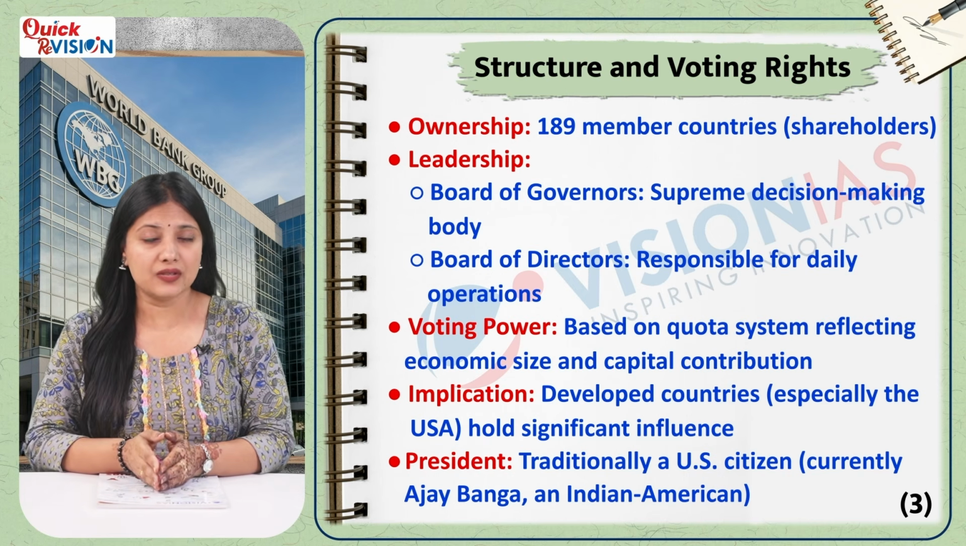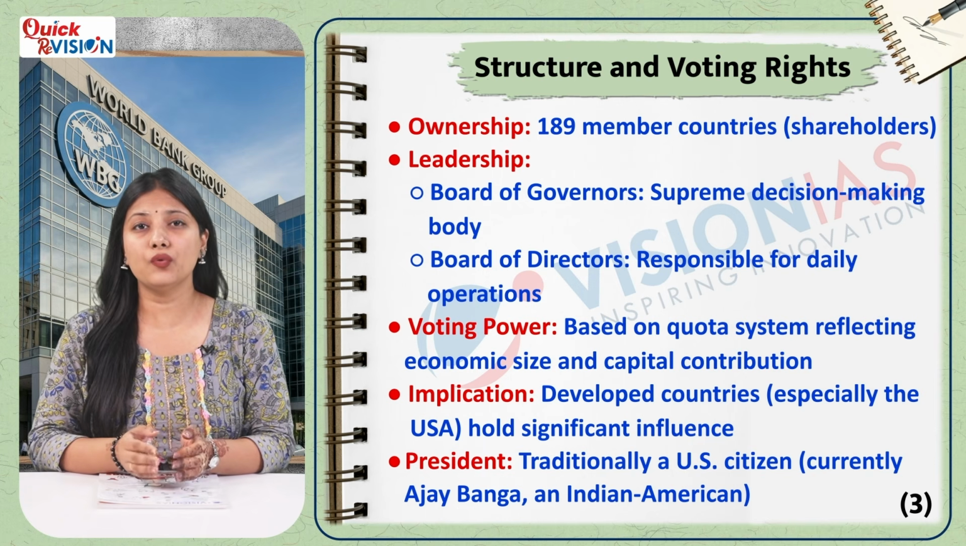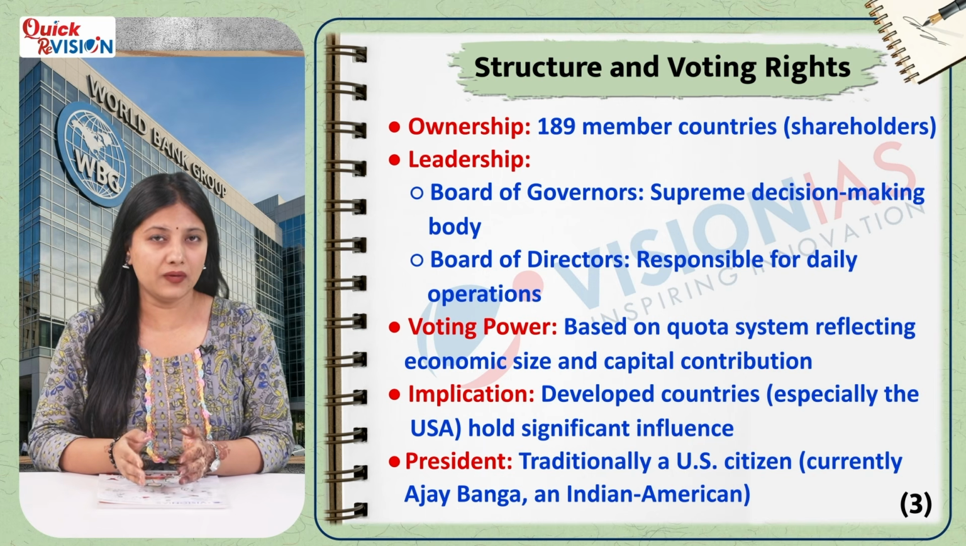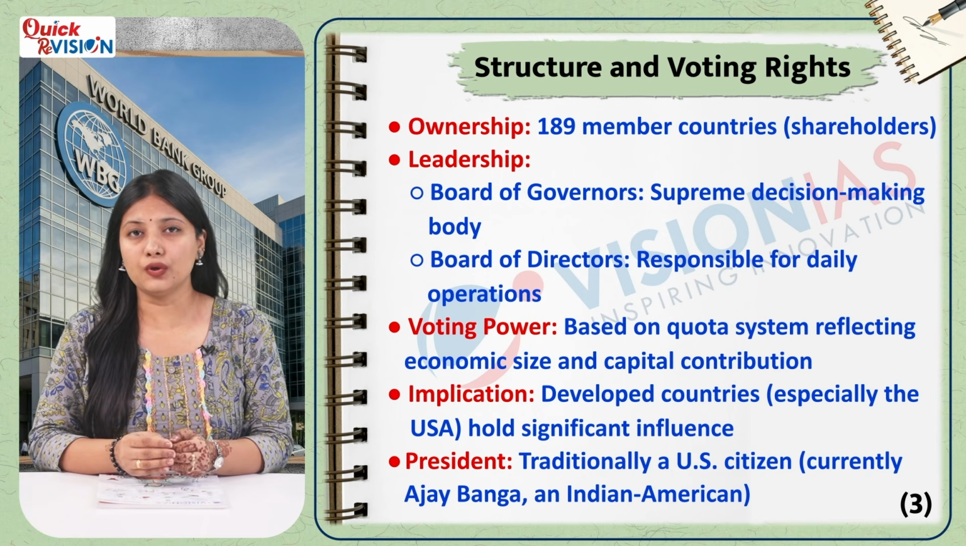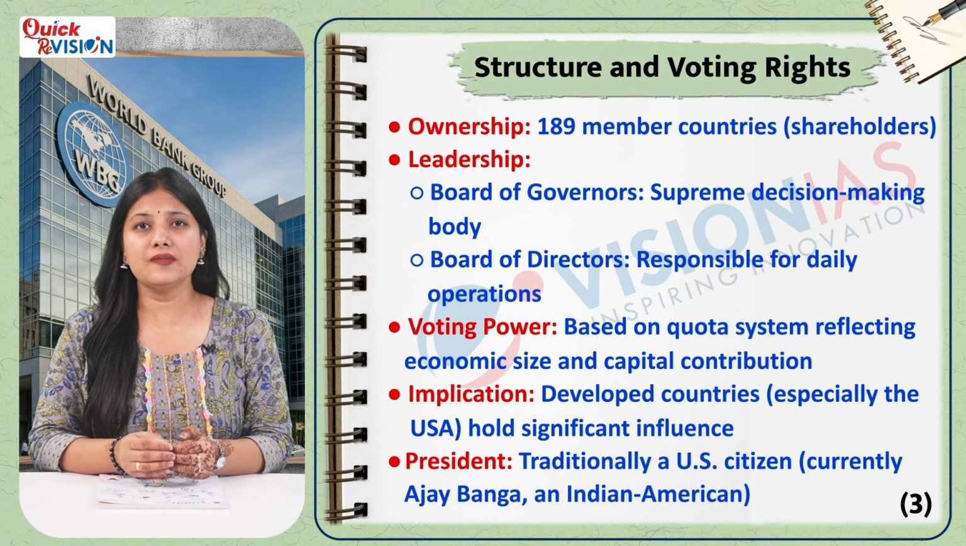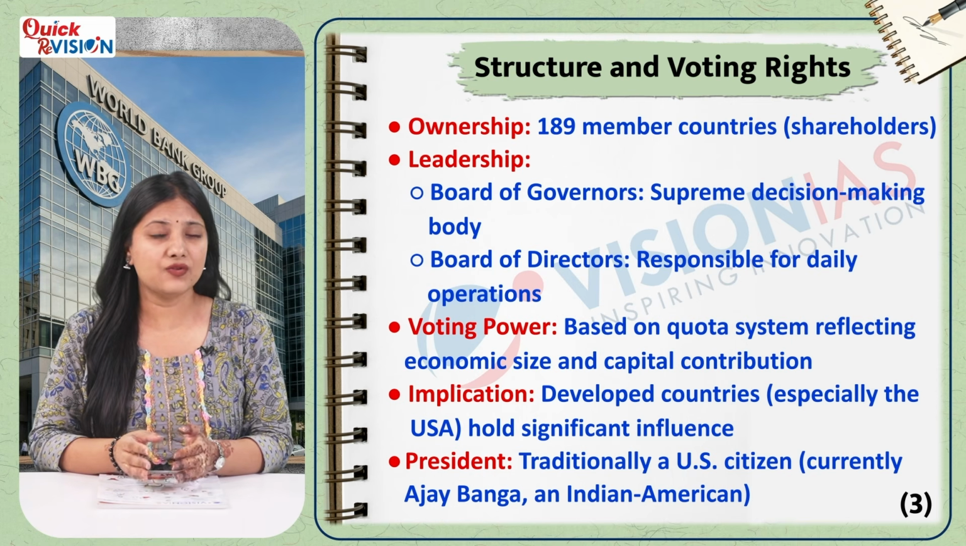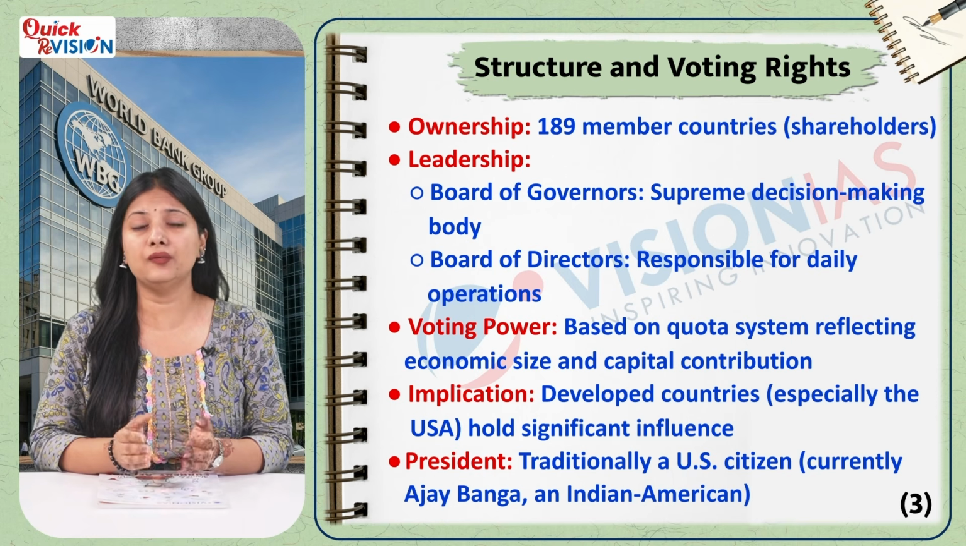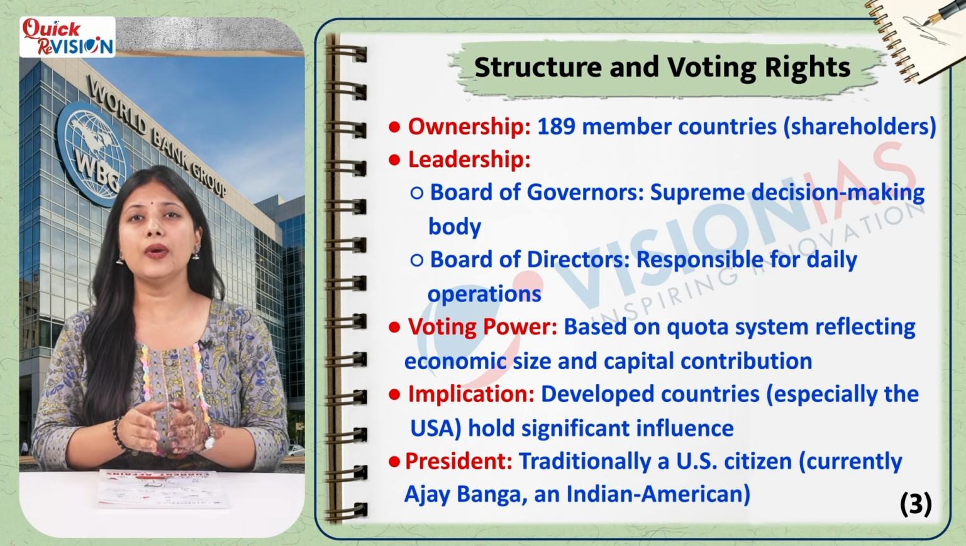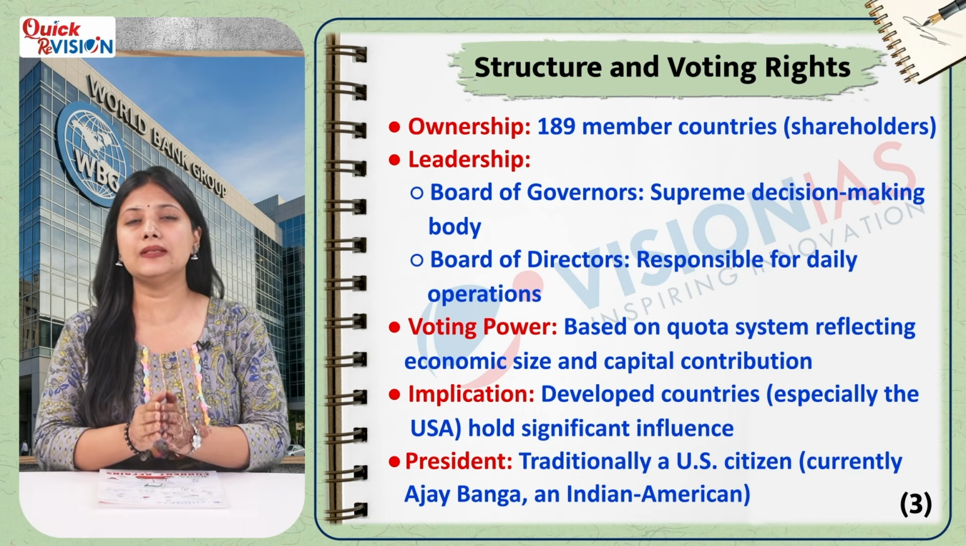Unlike the United Nations, the principle of one country, one vote does not apply. Voting power depends on a country's capital contribution or quota. This gives countries like the USA, Japan, China, and European nations greater influence. Traditionally, the World Bank president is always a US citizen.